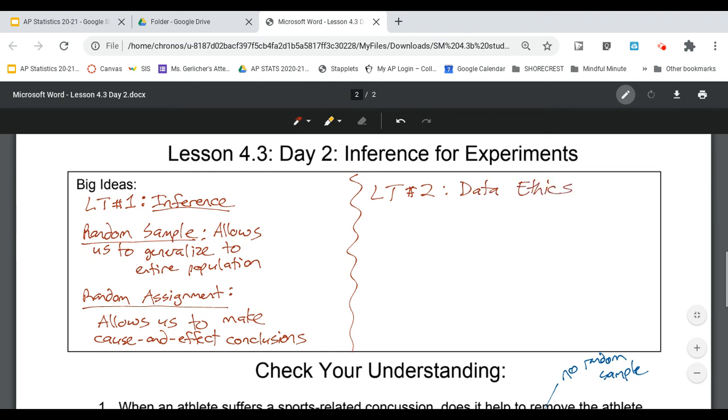is, truthfully, really important. Data ethics. So there are a lot of issues around what is an ethical way to collect data, and how do you make sure that your experiments are always ethical? Okay, so there's kind of 3 things that need to be true.